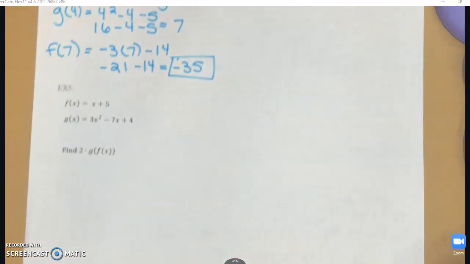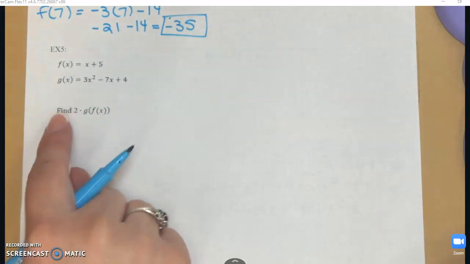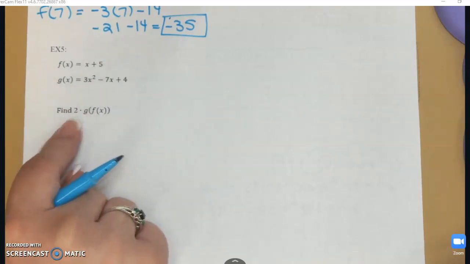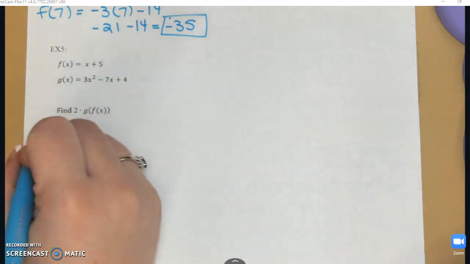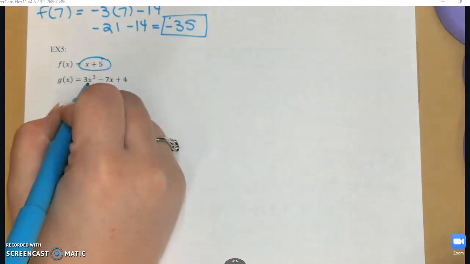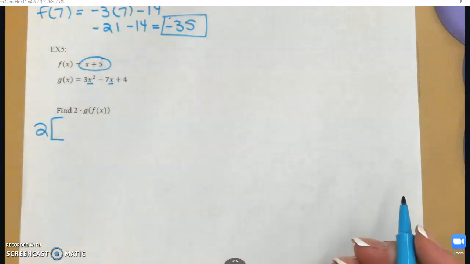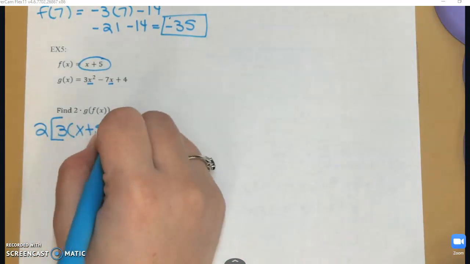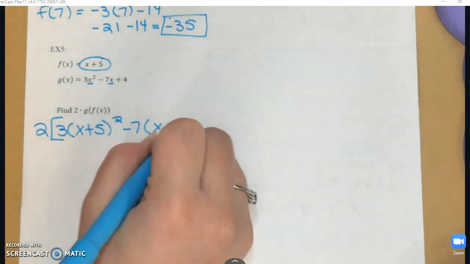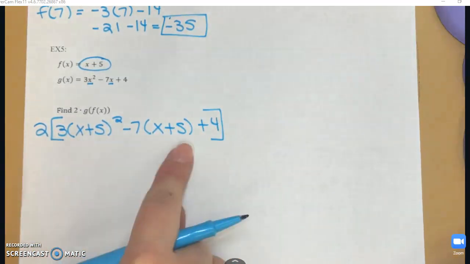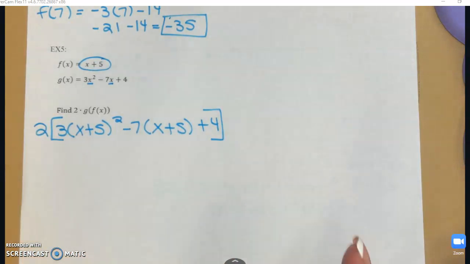Okay, last one on our recap. I'm looking for 2 times g of f. So what that means is I'm going to substitute f into g, and I'm going to multiply that result by 2. So 2 times, and now I'm going to plug this entire function f into both places where I have an x in the other function. So that's going to be 3 times (x plus 5) squared minus 7 times (x plus 5) plus 4. So I'm going to simplify what's inside my brackets first, and then at the very end just multiply by 2.